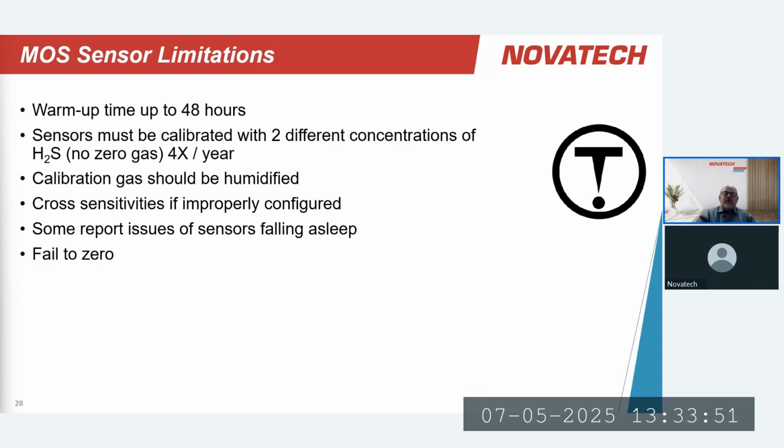sensors. There were reports in the past of these types of sensors falling asleep. I'm not sure that that's nearly as big a deal as it used to be. And failing to zero isn't quite the right terminology here. It's more the falling asleep business where they don't respond potentially when there's an exposure. So MOS, suitable for certain types of applications in certain types of markets, but the EChem sensor, especially modern EChem sensors, address these limitations quite well.